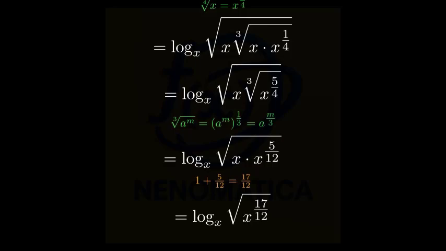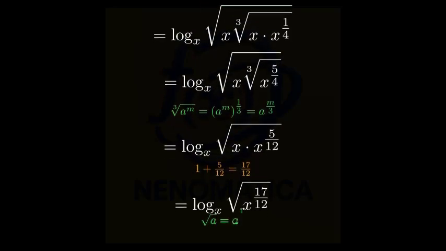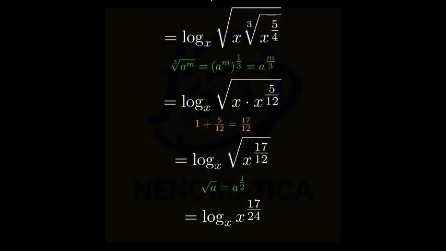1 plus 5/12 equals 17/12. Step 5. Apply the square root, which is the 1/2 power. Multiply exponents. 17/12 times 1/2 equals 17/24.